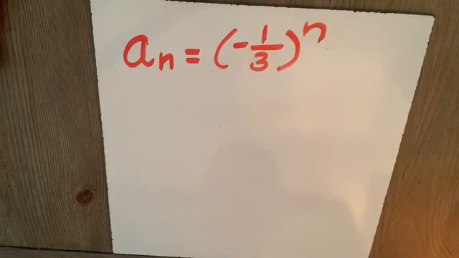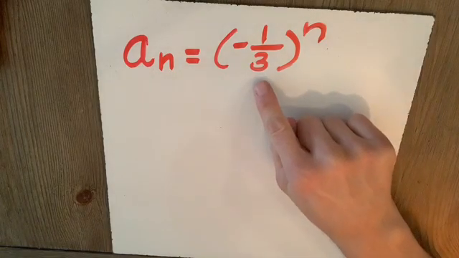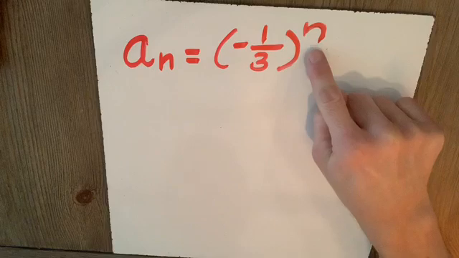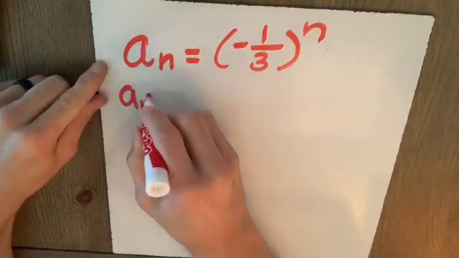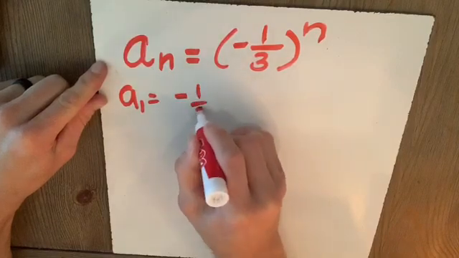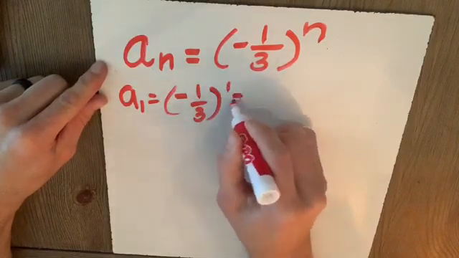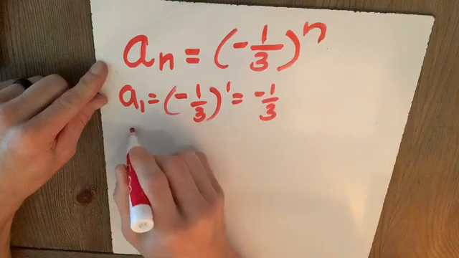AN, the general term for the explicit formula, is negative 1/3 to the n. I see some base to the nth power. I know that's going to be geometric. Let's check it out. A1 is negative 1/3 to the first, which is negative 1/3.